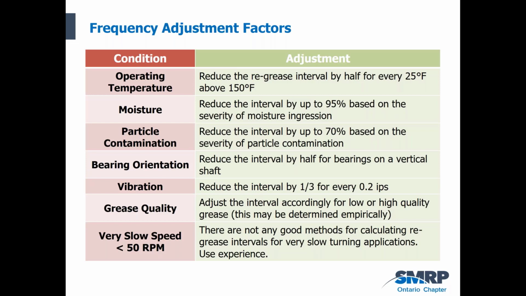So if a bearing is running at a hotter temperature, we may reduce the regreasing interval as calculated by the formula. If the bearing is in a high moisture environment, it's very humid, or it's in a washdown environment, we want to regrease more frequently. If the bearing is in a heavily contaminated area, we may grease more frequently. If the bearing is oriented in a different way, right? So if a bearing is mounted on a vertical shaft, every time we apply grease to a bearing on a vertical shaft, gravity is not our friend.